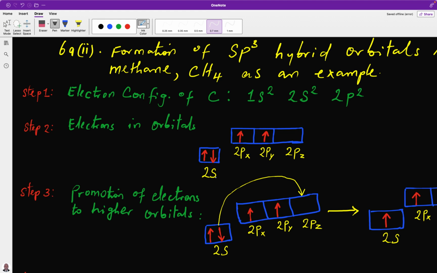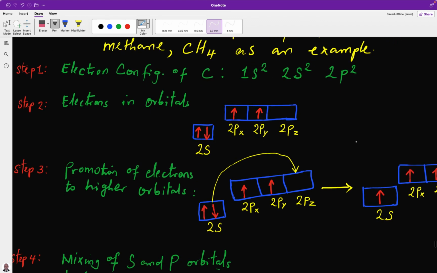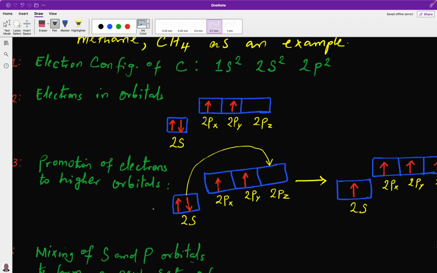Now the 2s is filled. Let's go to the 2p orbital. The first 2 orbitals are filled. We have an empty orbital. So because of this empty orbital, we go to step 3, promotion of electron to higher orbitals. We need to promote an electron. So now one of the electrons here will need to come here to make this half filled. That is what we call promotion of electrons to higher orbitals. Now we have promoted 1 electron from the 2s to the 2p.